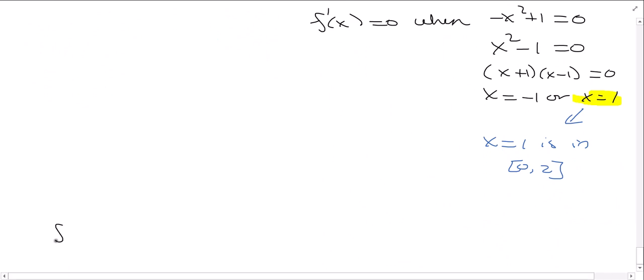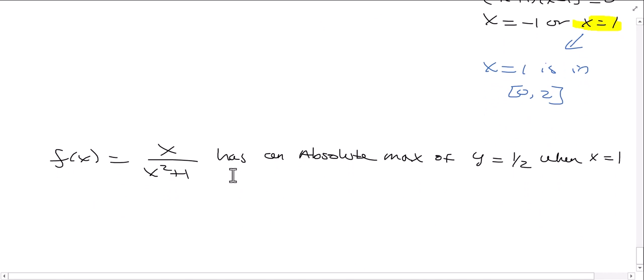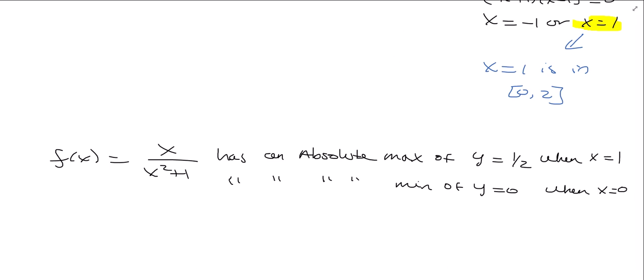So we can say f of x equals x over x squared plus 1 has an absolute maximum of y equals 1/2 when x equals 1, so that's when it occurs, and it has an absolute min of y equals 0 when x equals 0. So watch out for that in homework.